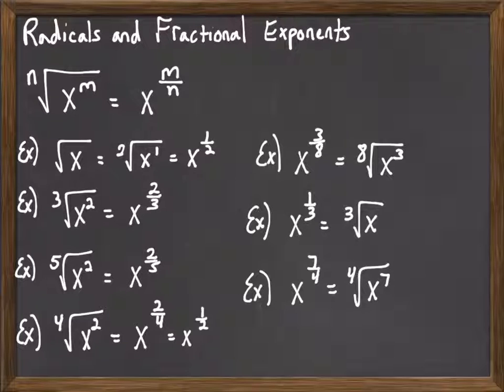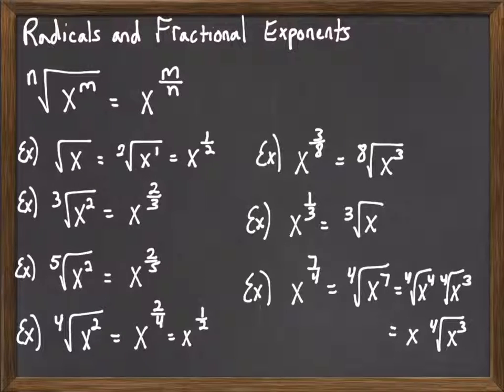But hold on to that fourth root of x to the 7th for a moment, because in the last section we talked about simplifying that. So we could take out an x to the 4th, because 4 will go into 4. So we could rewrite that as fourth root of x to the 4th times fourth root of x cubed. And then simplify fourth root of x to the 4th by division. That would just be x, and then the fourth root of x cubed is left over.